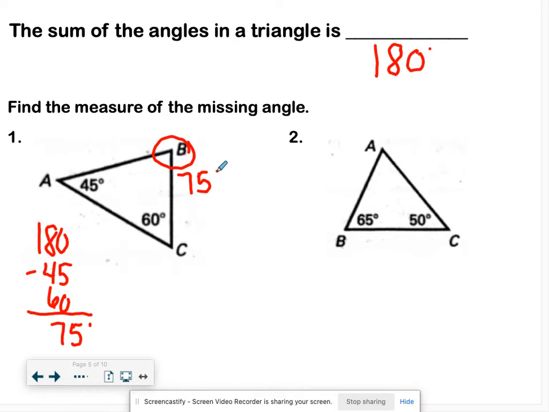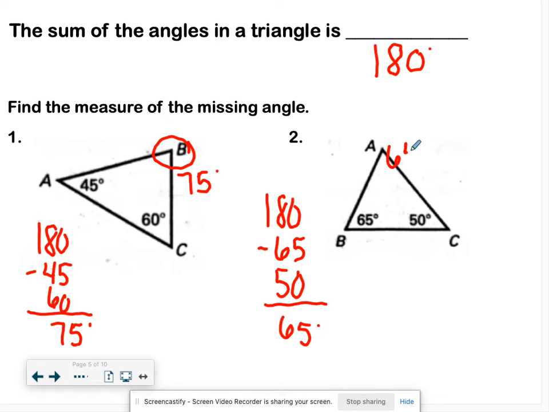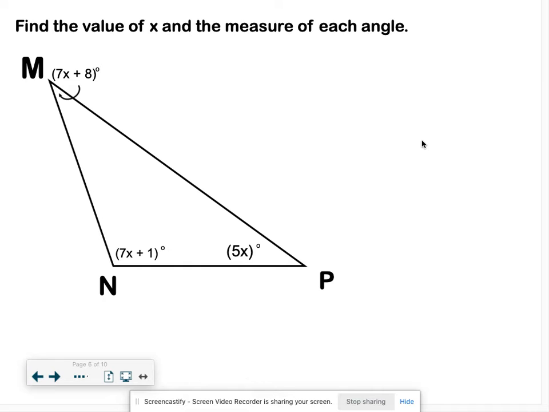Same idea on number 2. $65? Yeah. Okay. Will you guys get rid of the +2 on angle P so you get a nice whole number when you do this? Otherwise, if you leave it how it is in your notes, you're going to get a decimal. So get rid of that +2, so it's just 5x here.